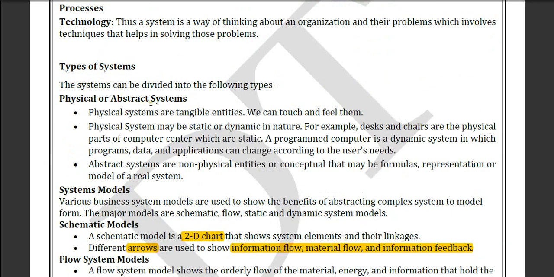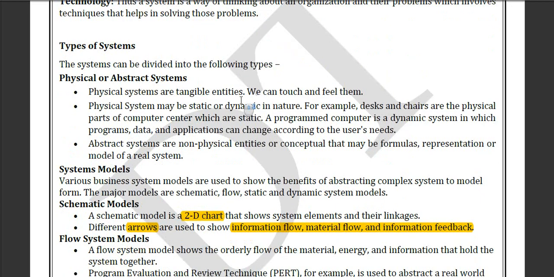Now, types of systems. There are several types of system. First is physical or abstract system. The physical system is the system which we can touch and see. Physical systems are tangible entities that we can touch and feel, and they are known as physical systems and abstract systems.